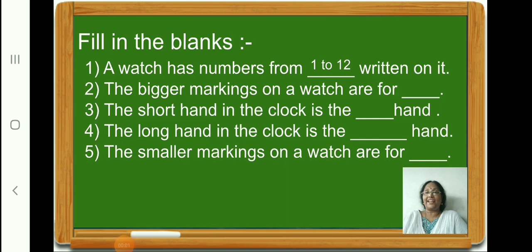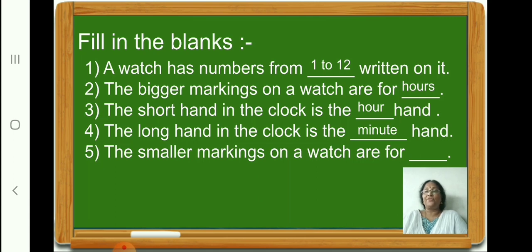Let us do the second one. The bigger markings on a watch are for dash. What will be the answer? The bigger markings on a watch are for hours. Now let's do the next one. The shorthand in the clock is the dash hand. Now let us write the answer. The shorthand in the clock is the hour hand. Now let's do the next one. The long hand in the clock is the dash hand. What will be the answer? Minute hand. The long hand in the clock is the minute hand.